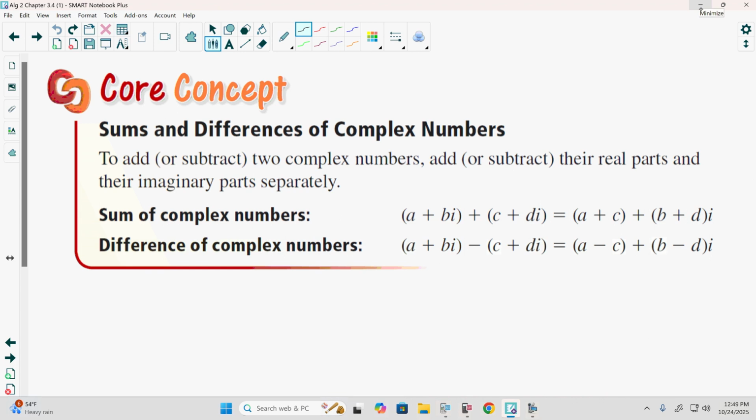I believe we started doing addition subtraction yesterday. Did we get almost all the way through it? I'm trying to remember how far we got into addition subtraction. Yeah, I think we did pretty much addition subtraction. So we feel comfortable with adding, subtracting complex numbers?